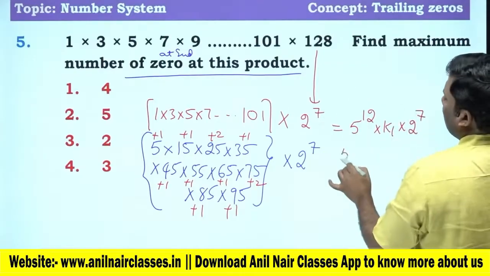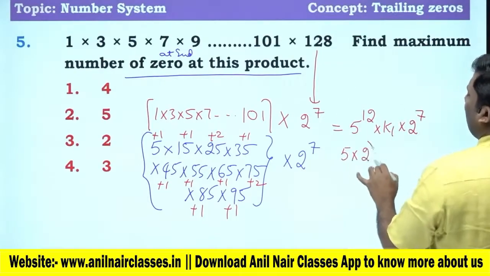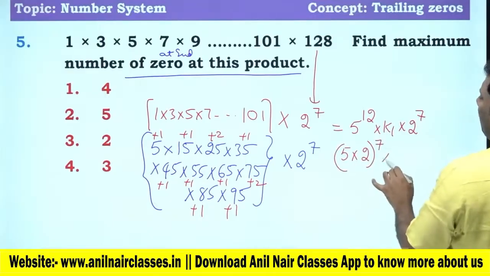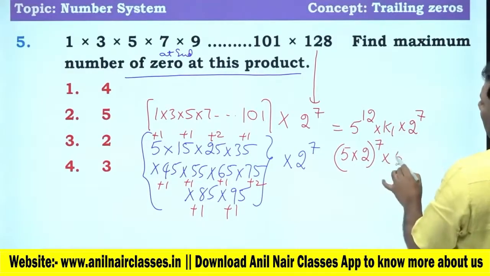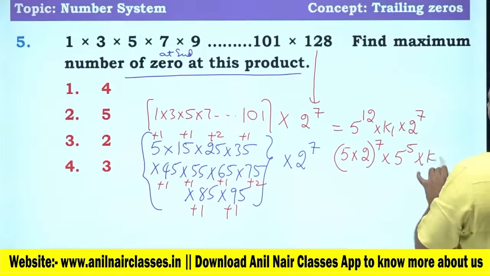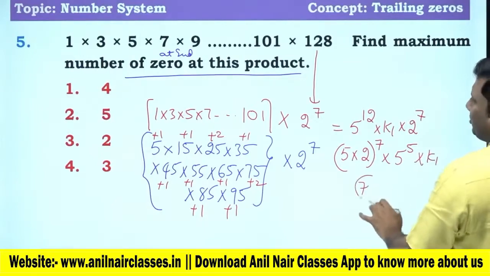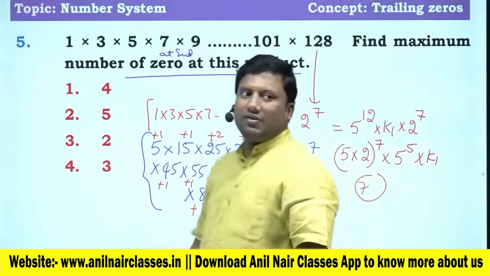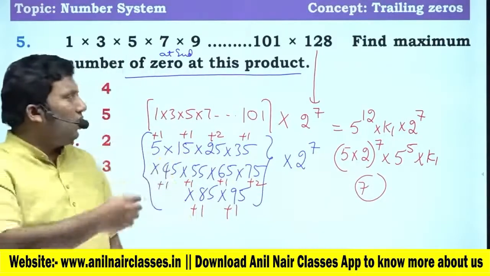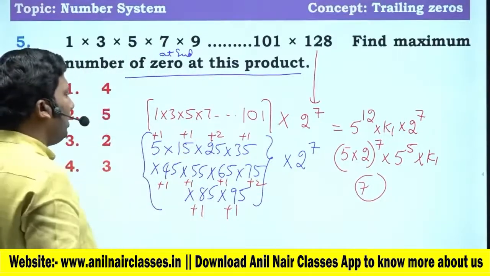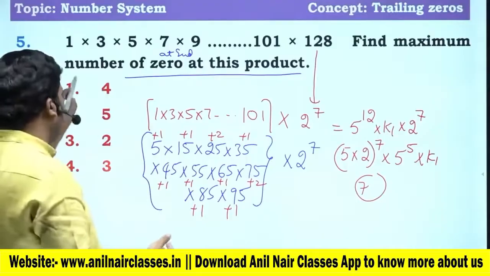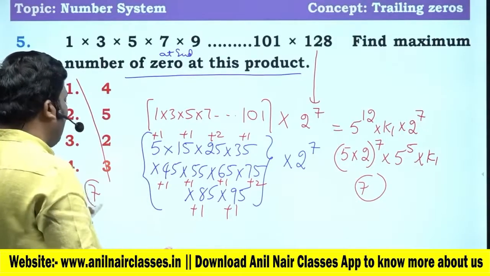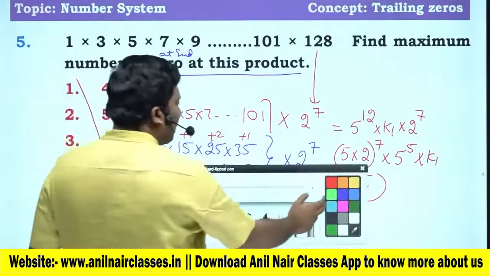The question I change it to number of zeros at the end. 5 into 2 power 7 into 5 power 5 into K1. So 10 power 7. The number of zeros at the end, I will get 7. Now you don't need to do all this. Just by looking at the question itself, I will keep the answer as 7.